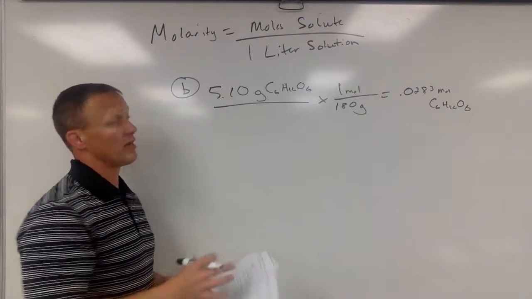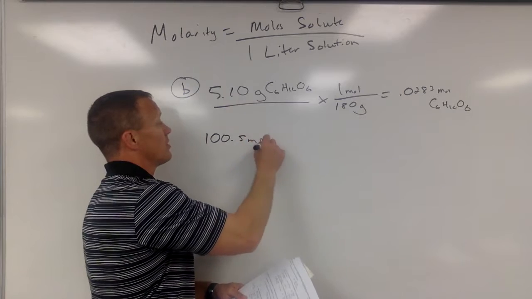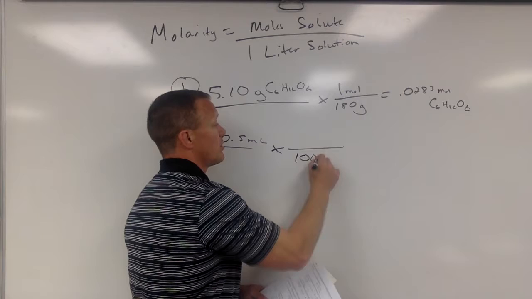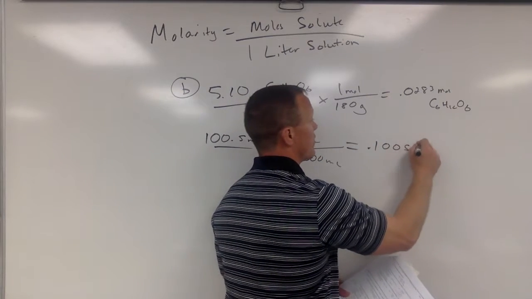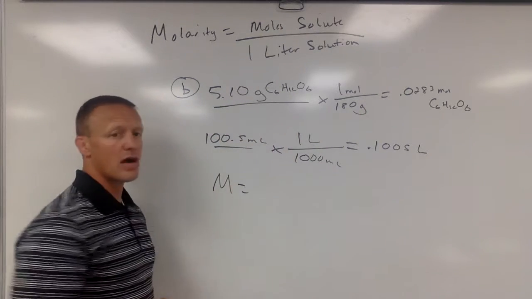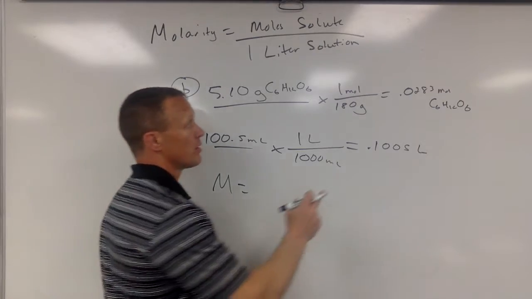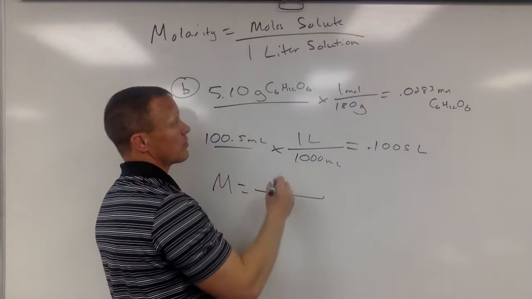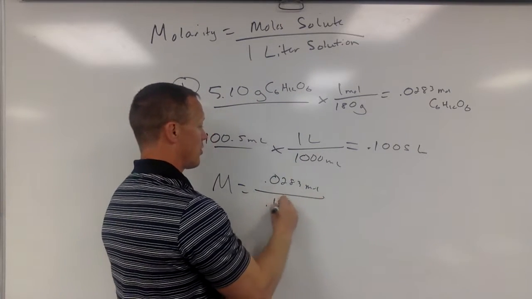And that is dissolved in enough solution to make 100.5 milliliters, which needs to be in liters. So there are 1,000 milliliters in 1 liter. So that's going to give us 0.1005 liters. So if I want to get the molarity, I want to know how concentrated 1 liter would be. How many moles would there be in 1 liter? Well, there's that many moles and that many liters, so we're going to divide them. Moles divided by liters, so 0.0283 moles per 0.1005 liters.